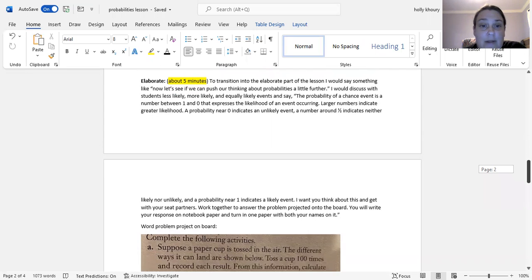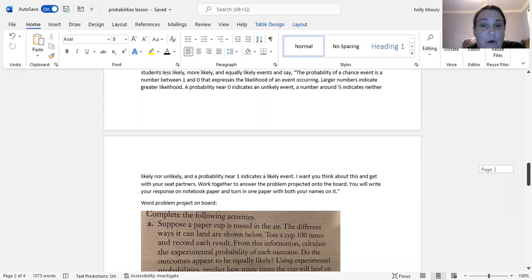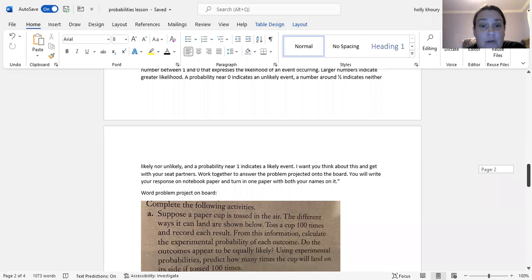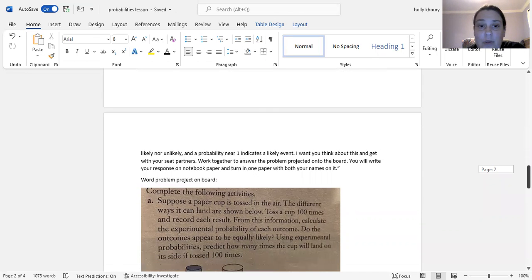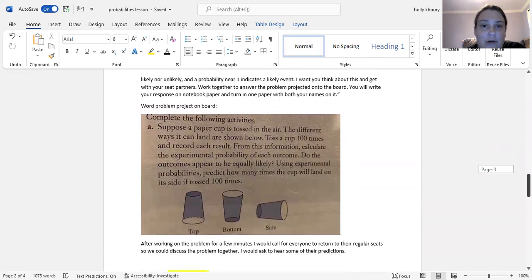I want you to think about this and get with your seat partners. Work together to answer the problem projected onto the board. You will write your response on notebook paper and turn in one paper with both your names on it. And then here you can see is the problem that would be projected on the board.